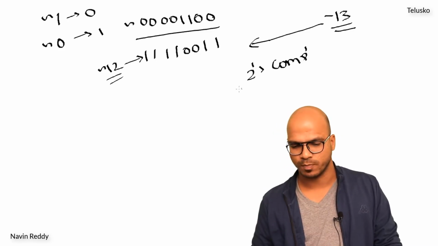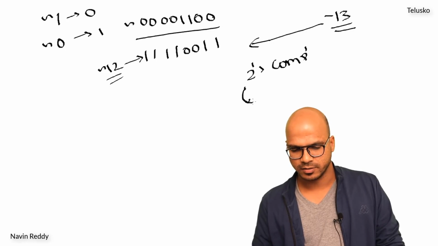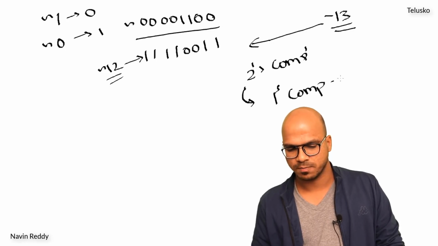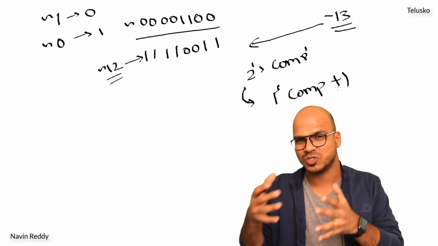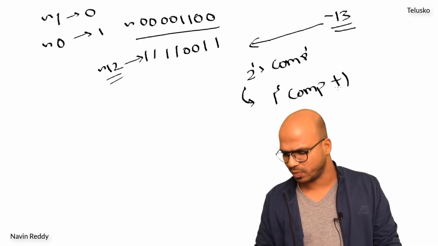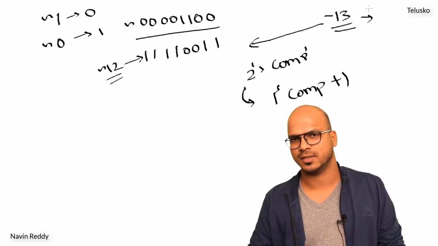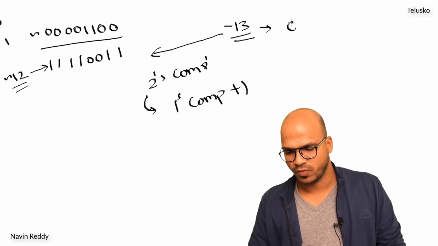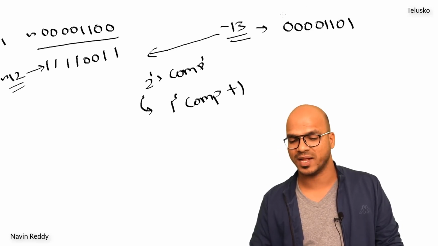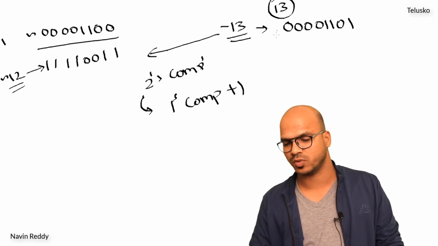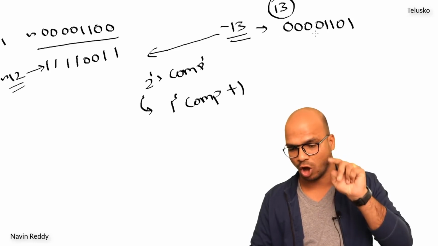How do you find 2's complement? To find 2's complement, we need to find 1's complement plus 1. This is the formula, okay? When you say 2's complement, it is 1's complement plus 1. Now how do you find 1's complement? It's easy actually. First, convert this number into binary format. What is 13? It's 0, 0, 0, 0, 1, 1, 0, 1. This is the binary format of plus 13. We want to find minus 13, right? So you have to find the 2's complement of this number.